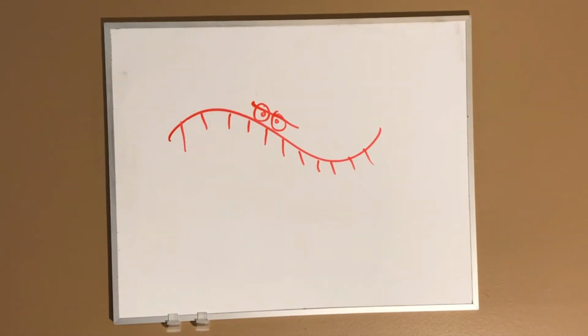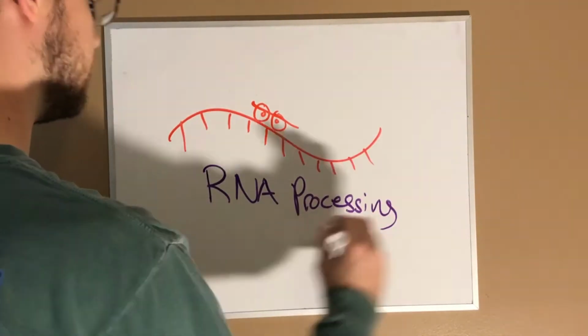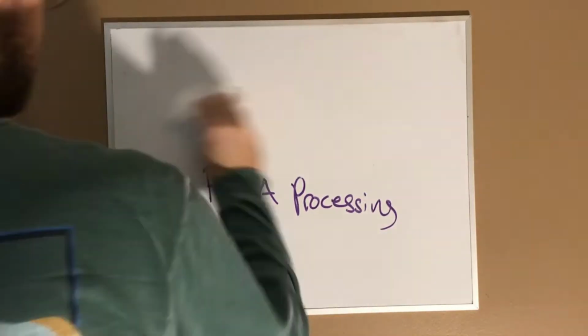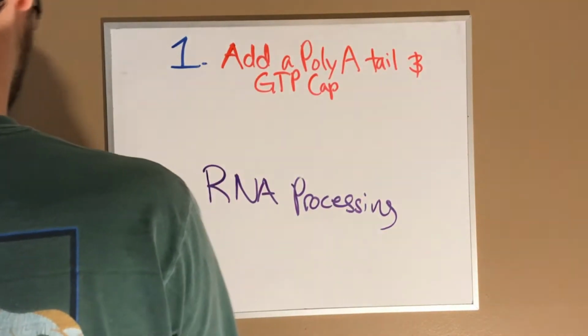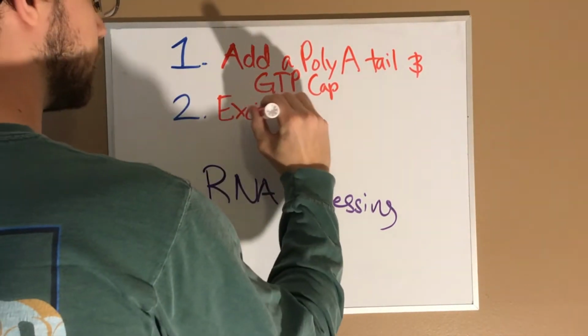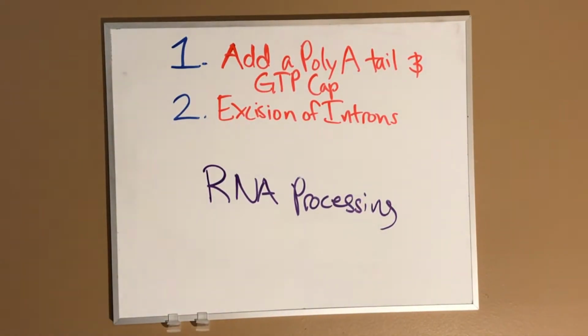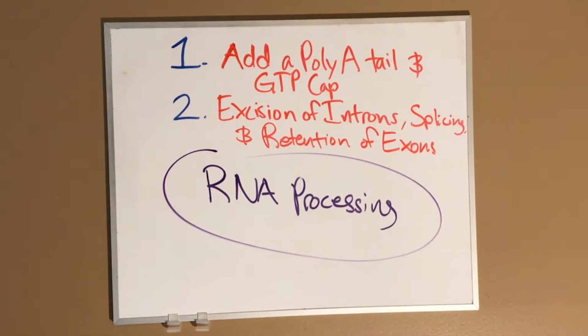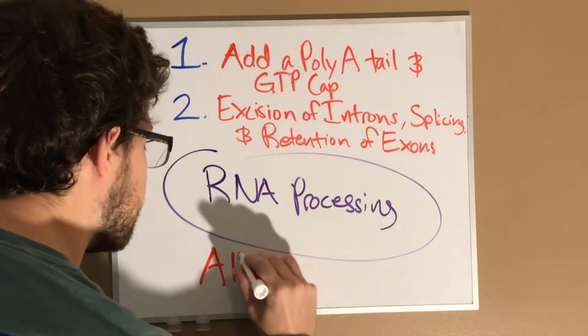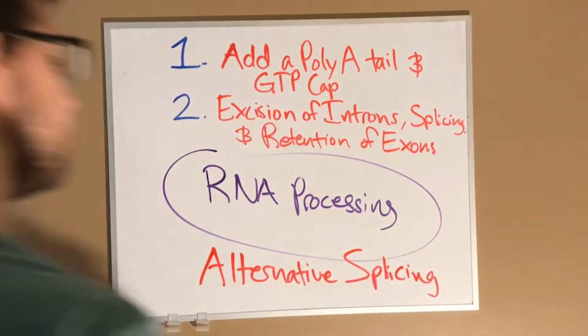In this video, we're going to go over the key steps of RNA processing. Number 1 is going to be the addition of the poly A tail and a GTP cap. And 2, we're going to go over the excision of introns, splicing, and the retention of exons. And we'll end this video with a discussion on the concept called alternative splicing.